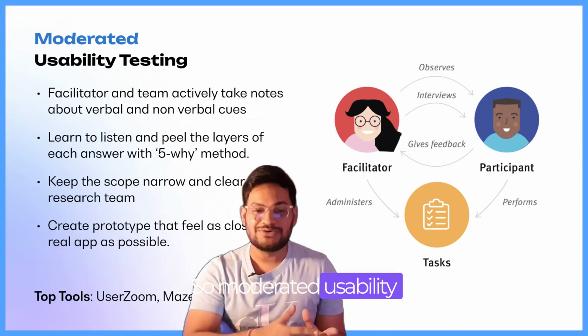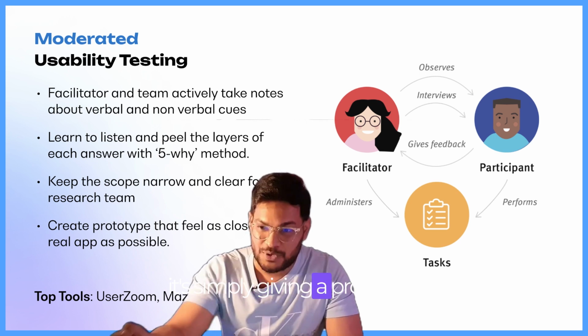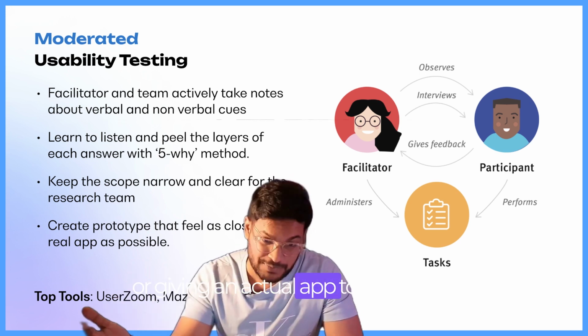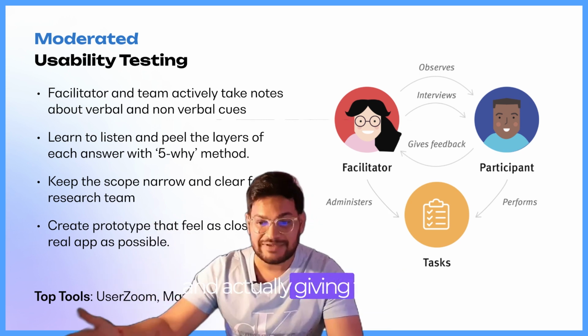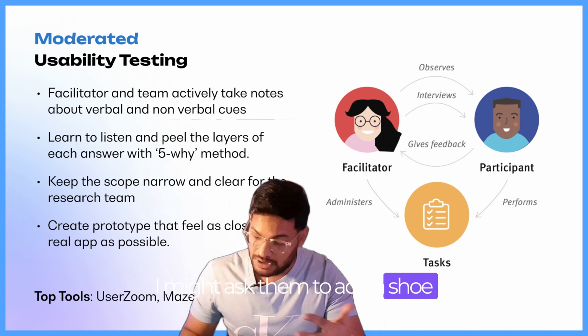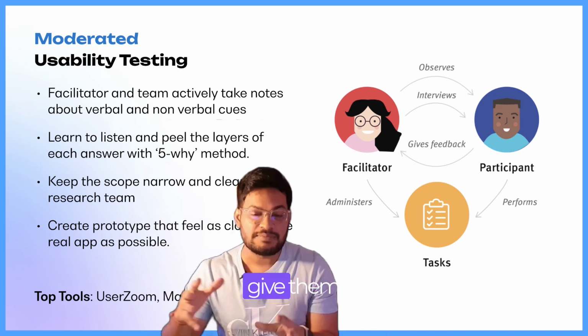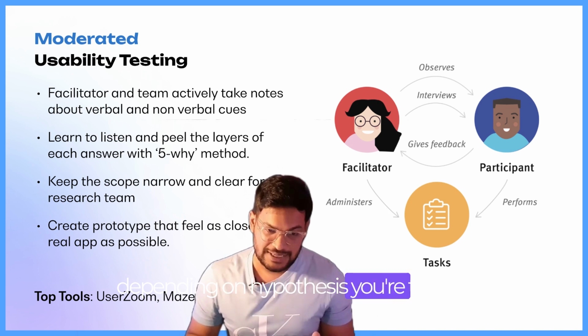So moderated usability testing, a few of you may already know that. It's simply giving a prototype or an actual app to your users, being there on the call with them and actually giving them a certain task to do. For example, on Tata Click, I might ask them to shop for a sneaker, for instance. Give them certain open-ended or closed-ended tasks, depending on the hypothesis you're testing.